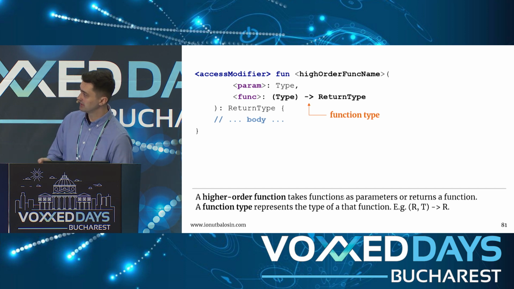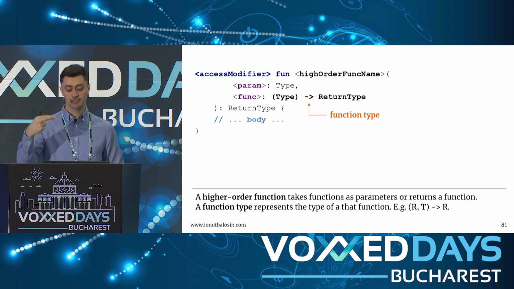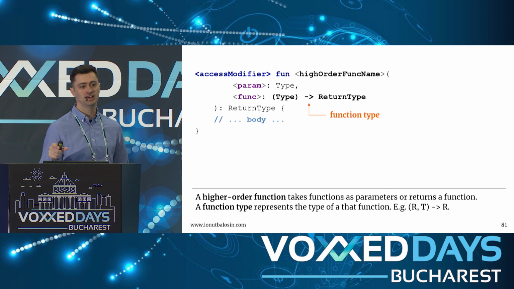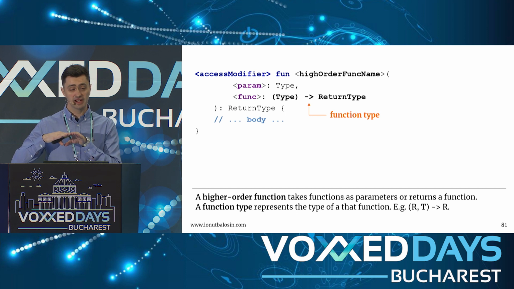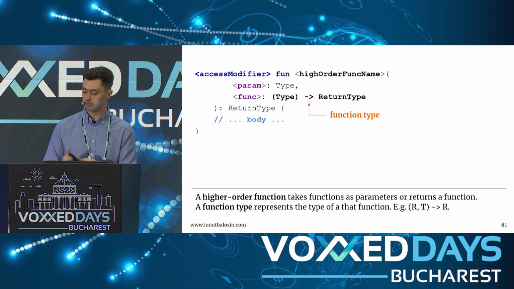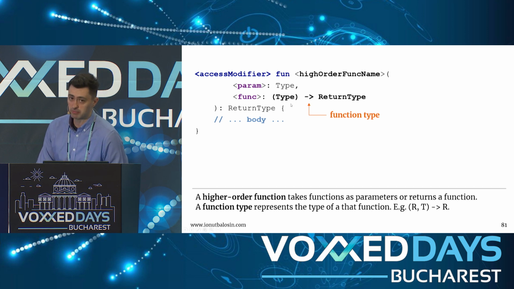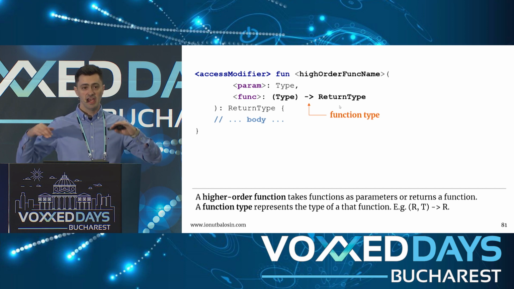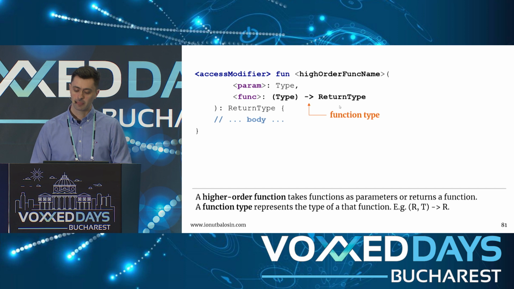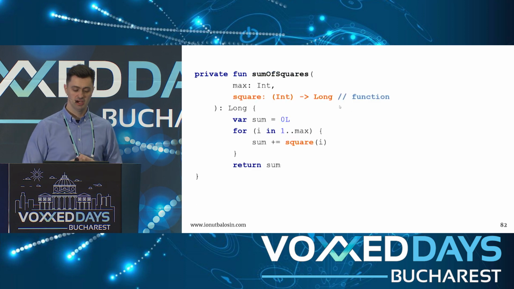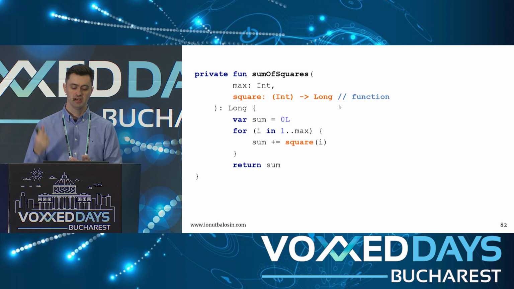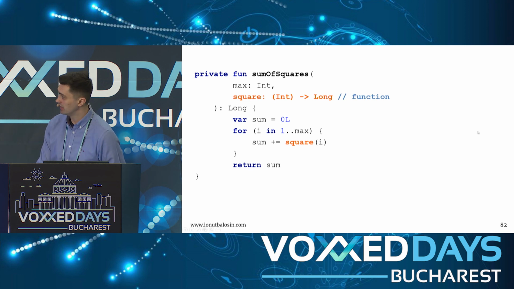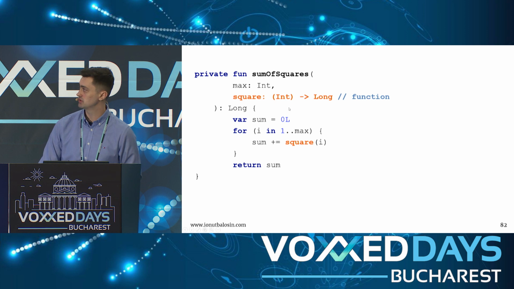And there is the syntax. You have the higher-order function, and the second one is a parameter which actually takes another function. These higher-order functions are represented by function types. What is a function type? It contains the input parameter types and the return type. Everything is represented by these function types. As an example, suppose you want to create the sum of squares from 1 to max, and you pass to the method a square, which is another function. In the body, you iterate through the values and call that function which was received.